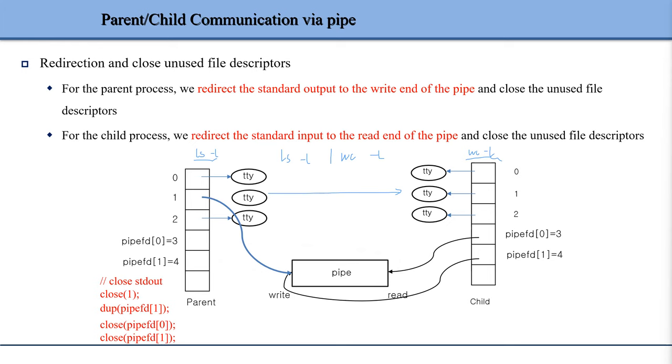And based on that, we could deliver the data. First, we could deliver the data from the parent to the write end of the pipe. Right, and then we conduct the same approach for the child process.